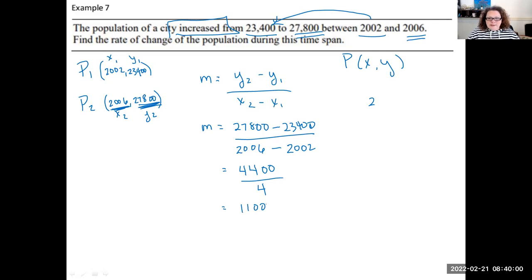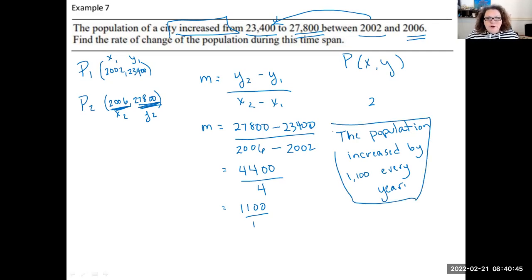Great. What the heck does this mean? Well, it's currently over 1, right? Everything, if it's just a whole number, is over 1. So I can say the rate of change is the population increased. Use the words increasing or decreasing. I promise you it's so much easier. Population increased or is increasing by 1,100 every year. There's the time element. And that would be my answer.